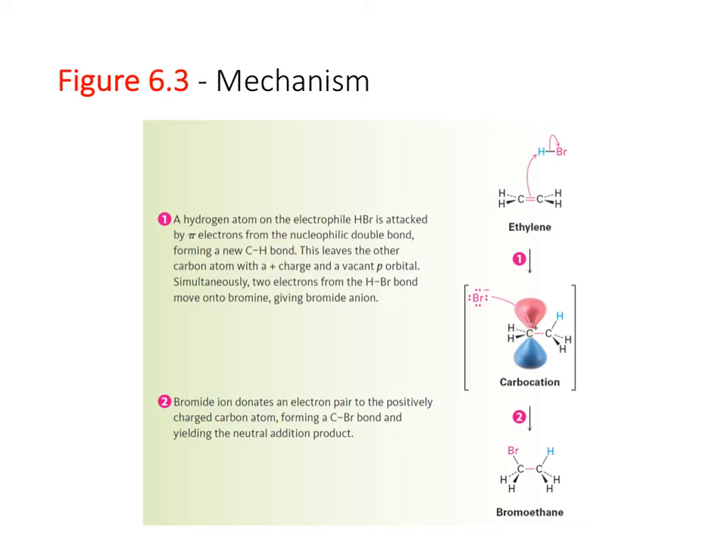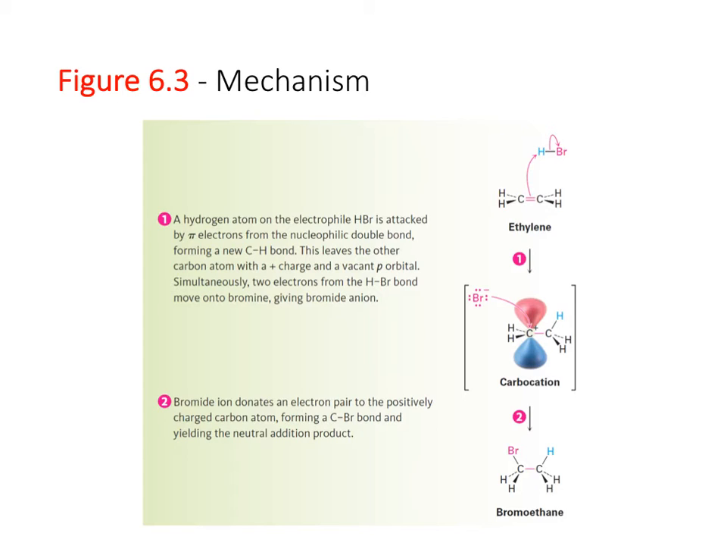So in step 1, we draw an arrow from the pi bond to the hydrogen atom, and then the HBr bond breaks. And notice we're using normal headed arrows here because we're transferring 2 electrons with both arrows.